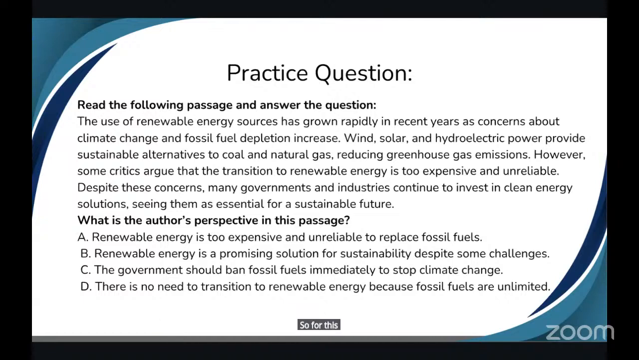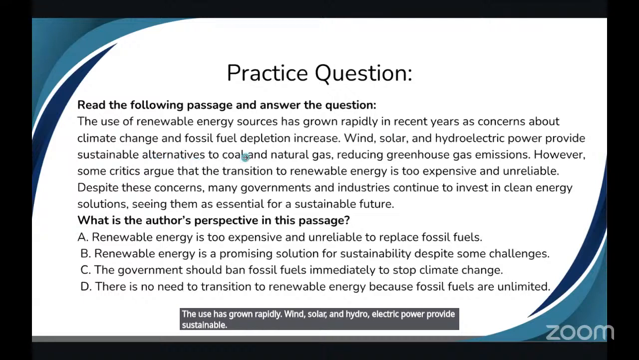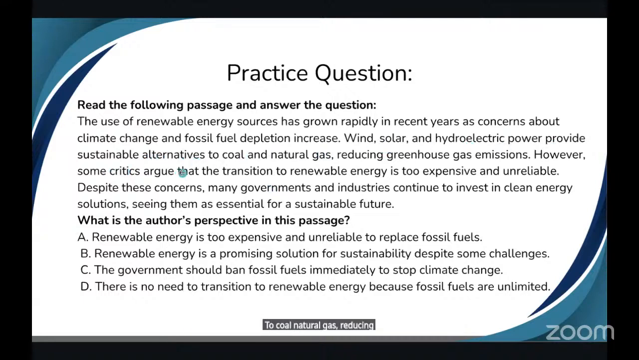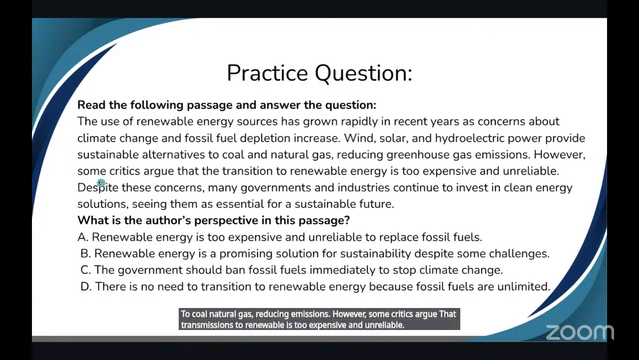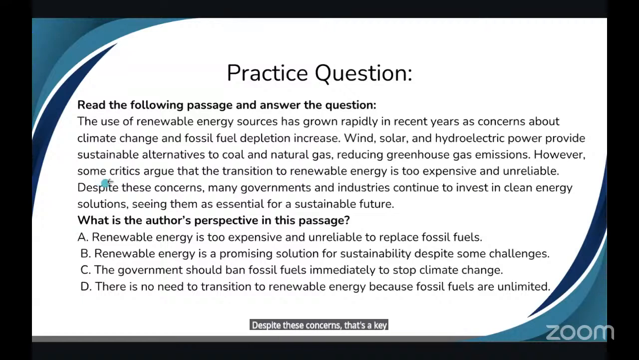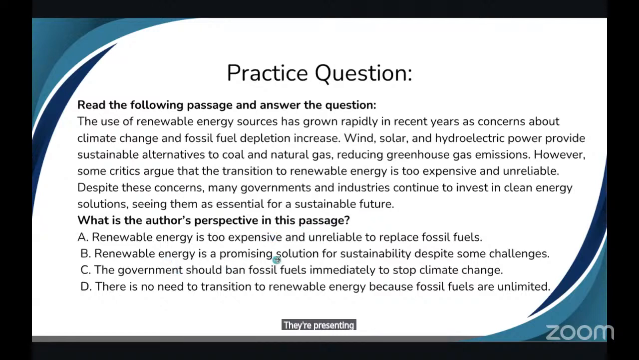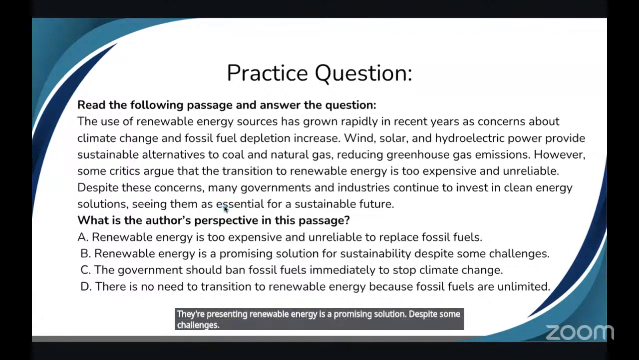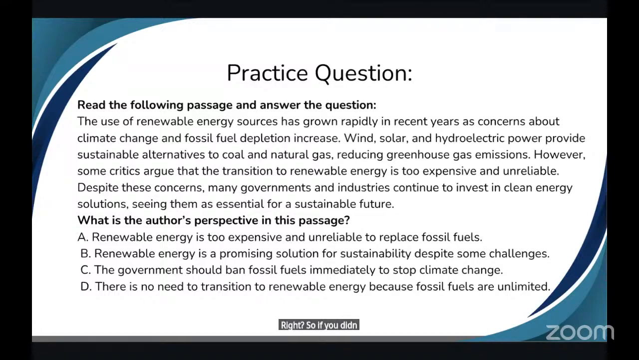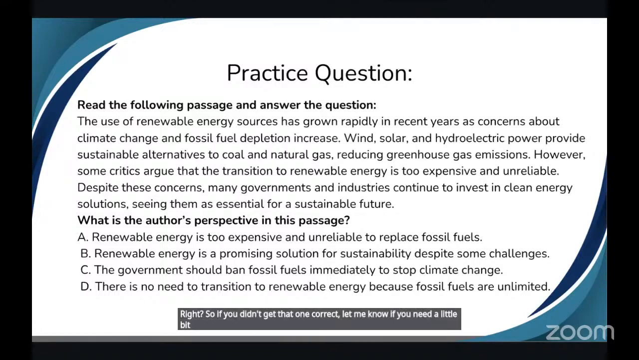So for this one, B, renewable energy is a promising solution. The use has grown rapidly. Wind, solar, and hydroelectric power provide sustainable alternatives to coal and natural gas, reducing emissions. However, some critics argue that transitioning to renewable is too expensive and unreliable. Despite these concerns, that's a key transition that we want to note here. So even though they're talking about some critics, they're presenting renewable energy as a promising solution, despite some challenges. All right. So if you didn't get that one correct, let me know if you need a little bit more deep dive or we'll keep on going.